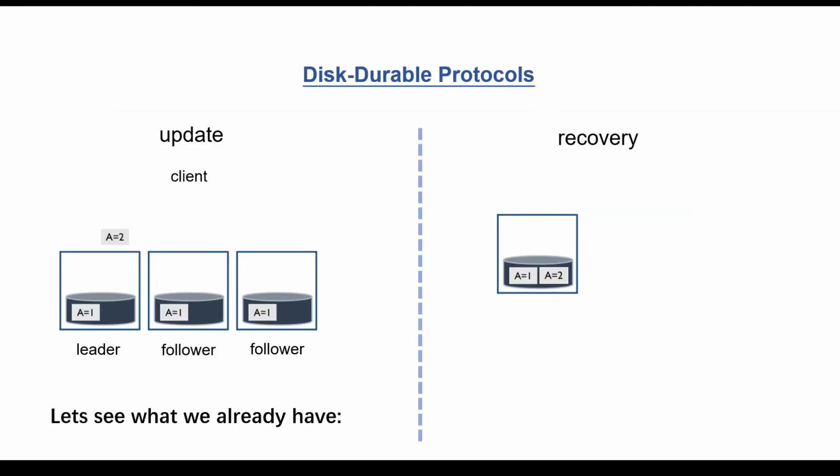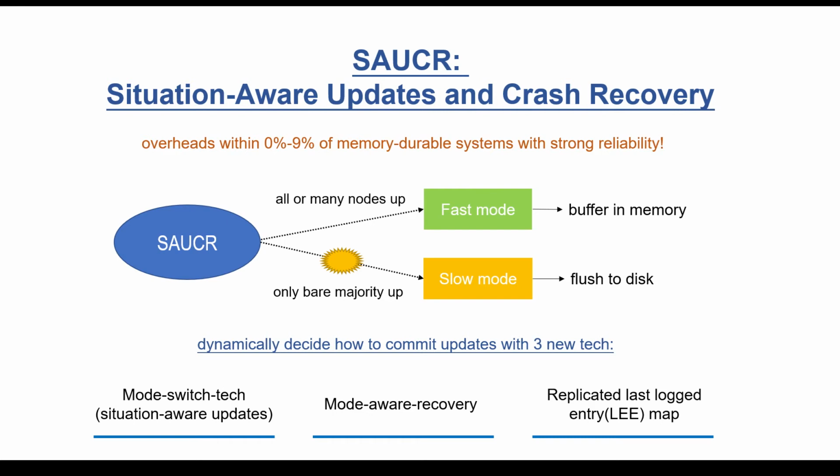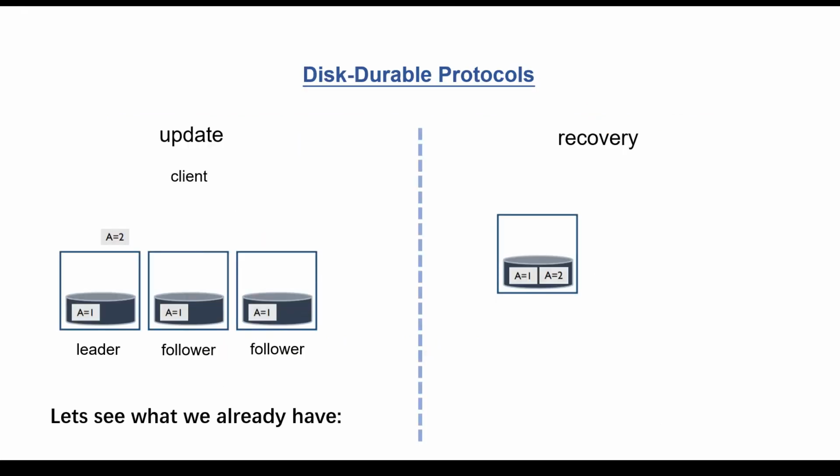But first we need to see what we already have, and then we can see what changes they make. First, we briefly talk about the disk durable protocols. For the update scenario, the client will first give the data to the leader, and the leader will send the data to each of its followers. Then every node in this group needs to put the data onto its own disk. After this procedure ends, the leader commits the update back to the client.